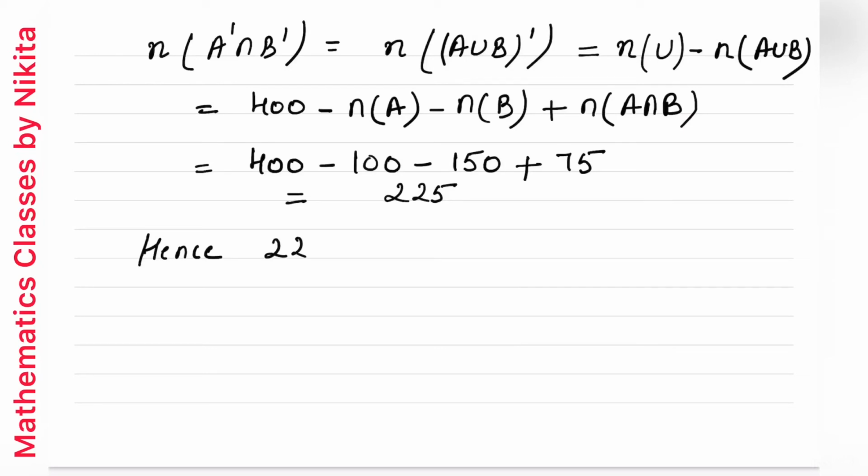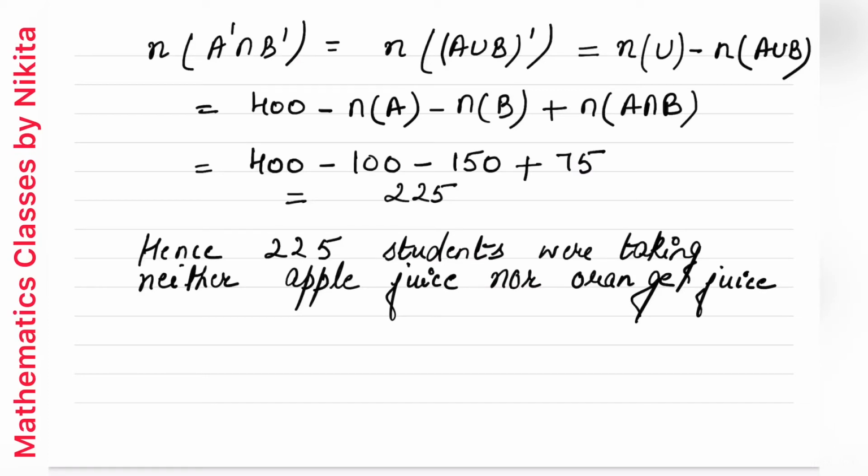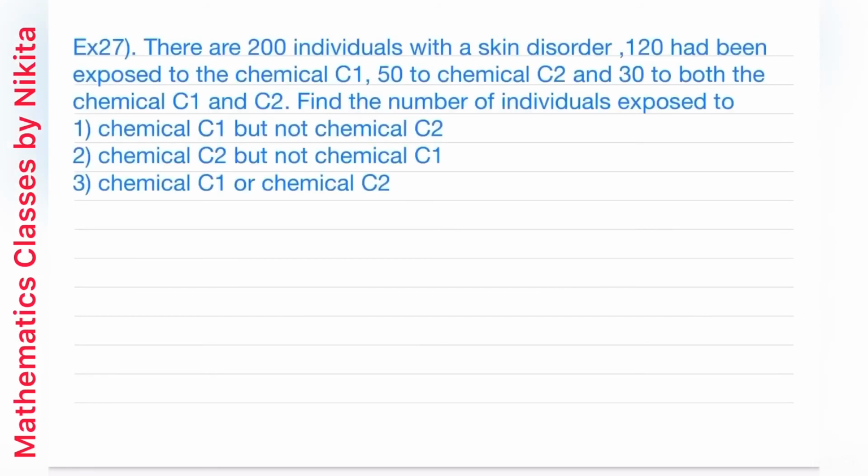So hence 225 students were taking neither apple juice nor orange juice. Okay, so you can see that out of 400 students, 225 students were taking neither apple juice nor orange juice. Okay. Next example. Example number 27.